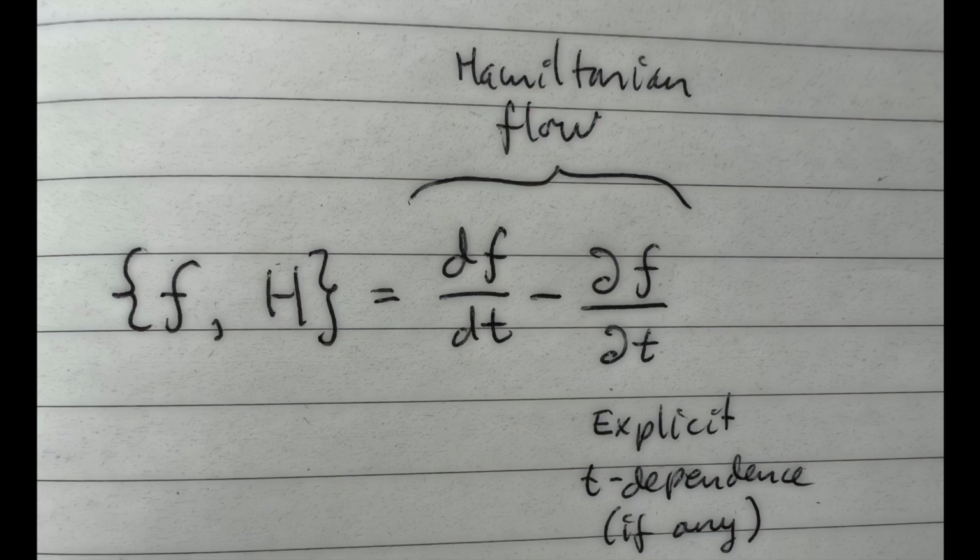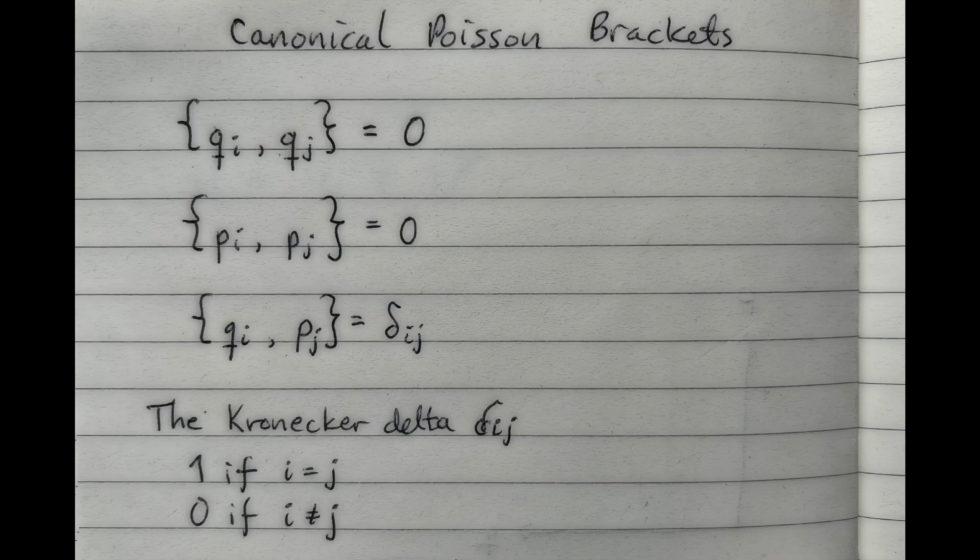Total minus partial time rate of change of f is the Poisson bracket of f and H. The Hamiltonian encodes the energy, so f evolves in time accordingly. And the Poisson bracket of q_i and p_j is 1 instead of 0 if i equals j.